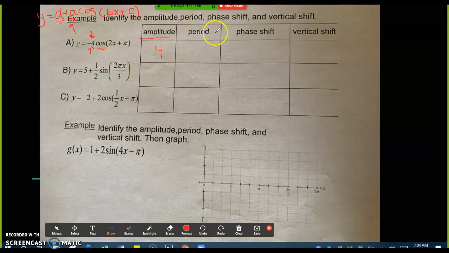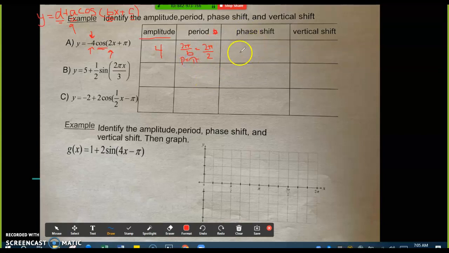Okay, let's talk about my period. I find the period by looking at B. Okay, and what I'm going to be doing when I find my B value is I'm going to take 2 pi divided by whatever B is. Okay, so our B value is whatever's in front of the X, or being multiplied by the X. In this case, it's 2. So I'm taking 2 pi divided by 2. 2 pi over 2 is just pi. So I know my period is equal to pi.